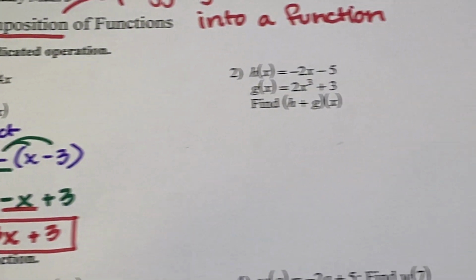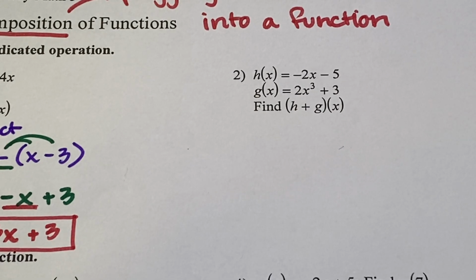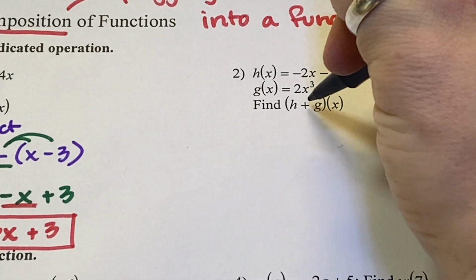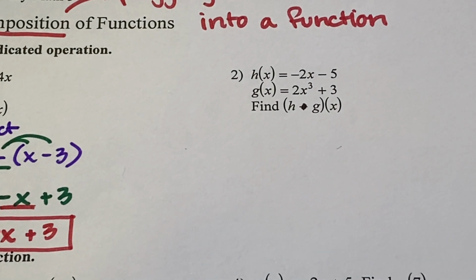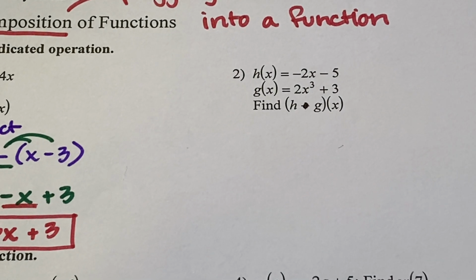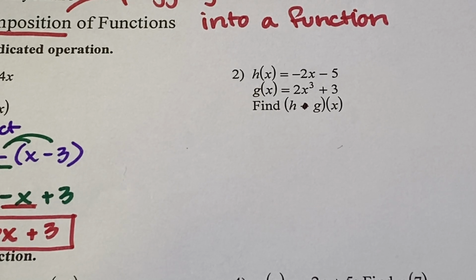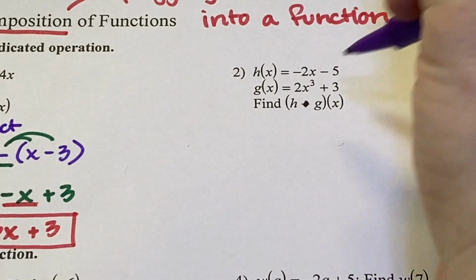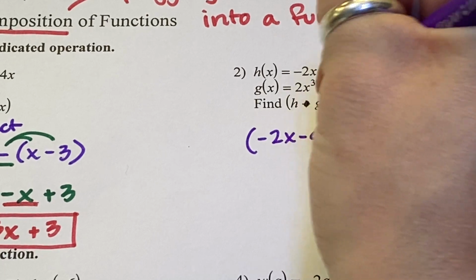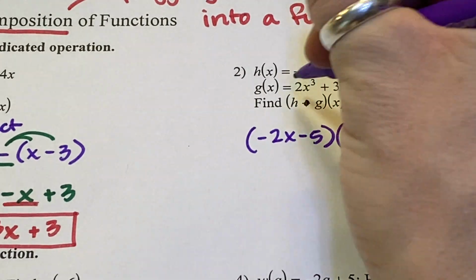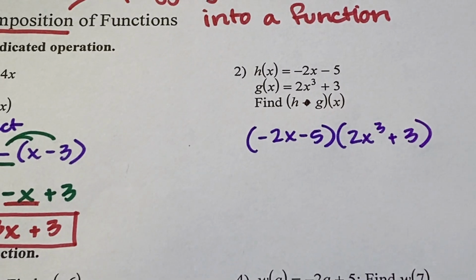Okay, and number 2 is way too easy for you guys, so I'm actually going to change it and make it a little harder. Instead of adding these two, now what are we doing? Multiply. We're going to multiply them. Whenever you see that little multiplication dot, now we are multiplying these two functions. Yes, I'm challenging you guys. So I'm going to take my first h of x function, negative 2x minus 5, and I'm multiplying it to my g of x function, 2x cubed plus 3.